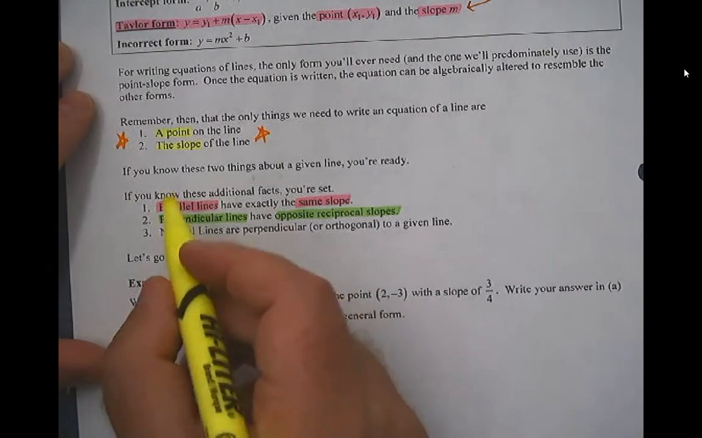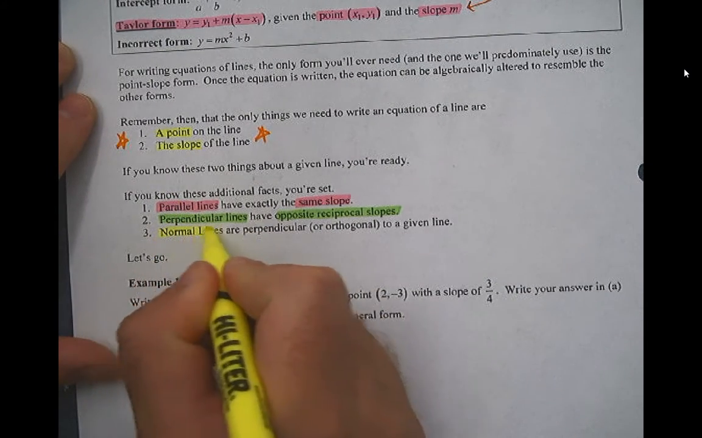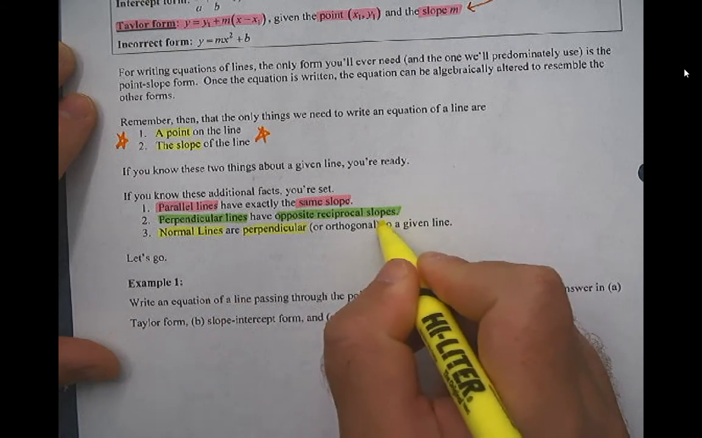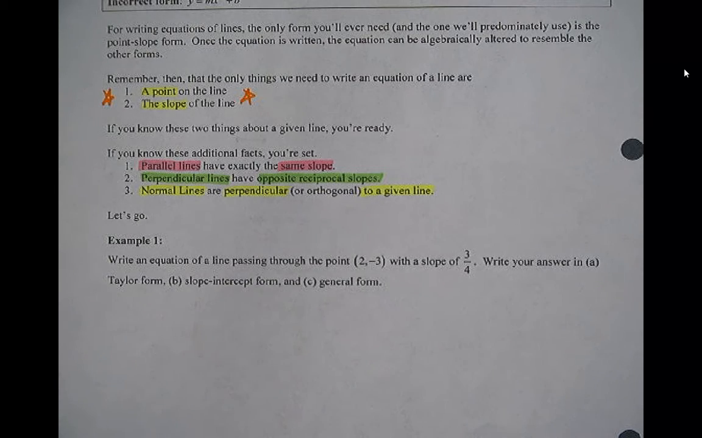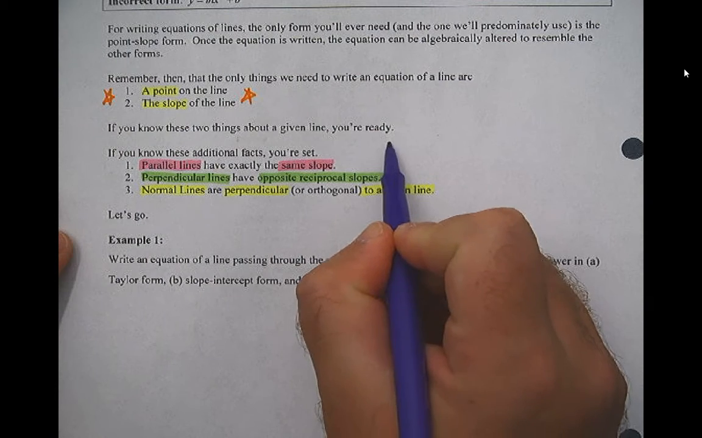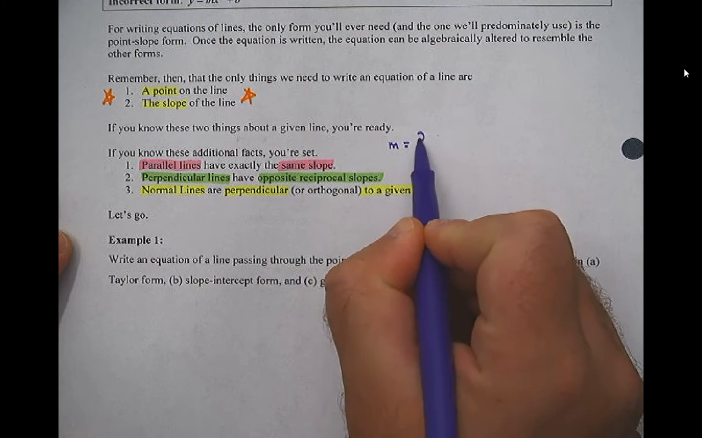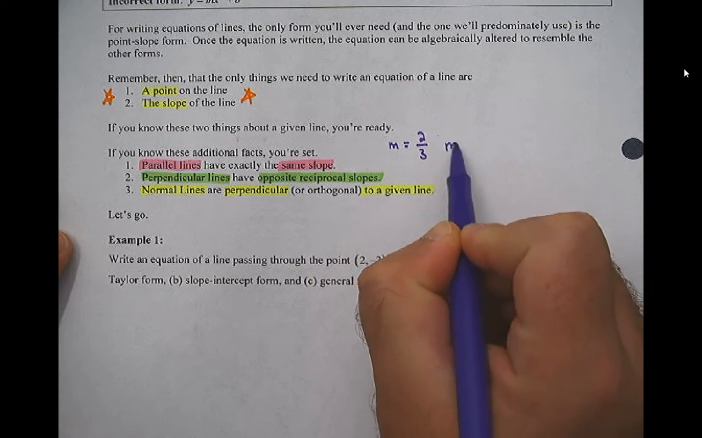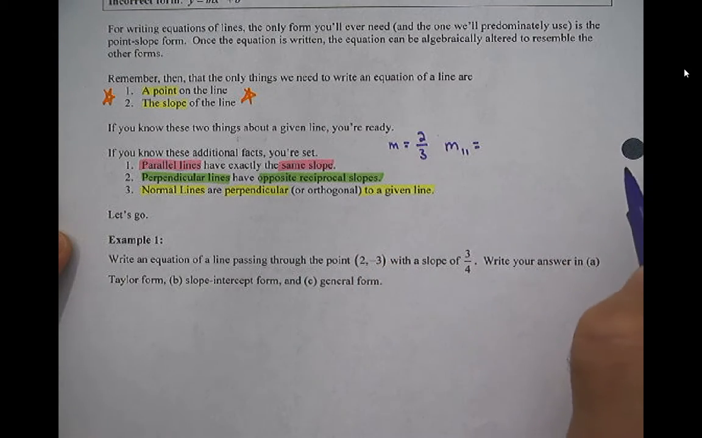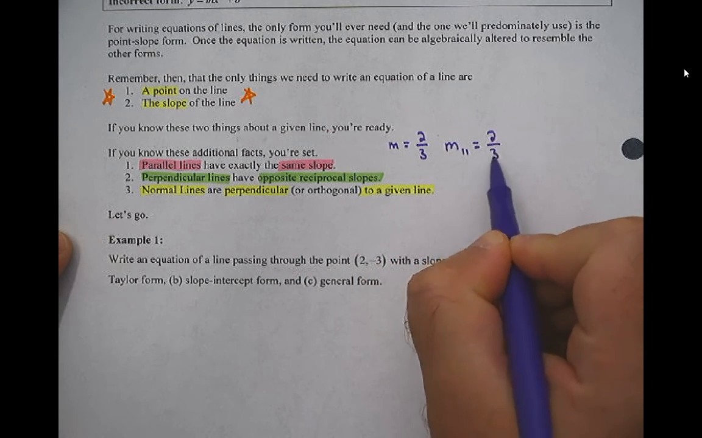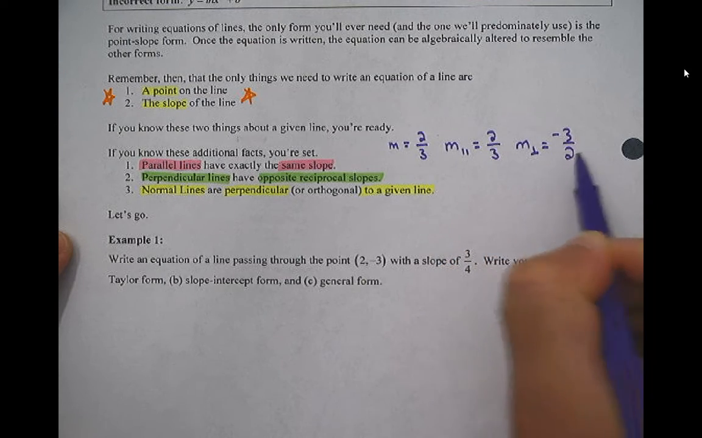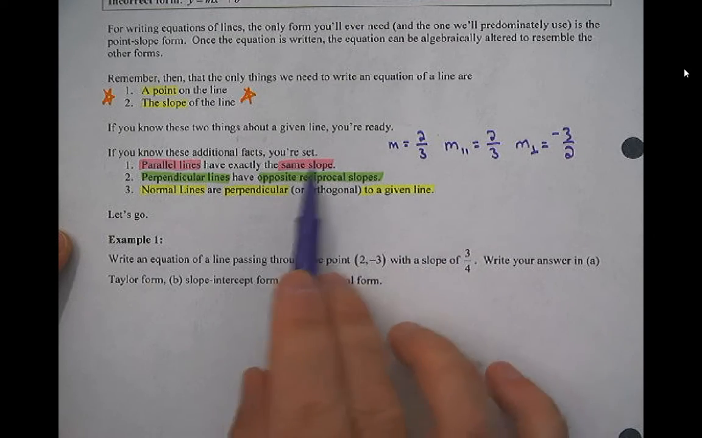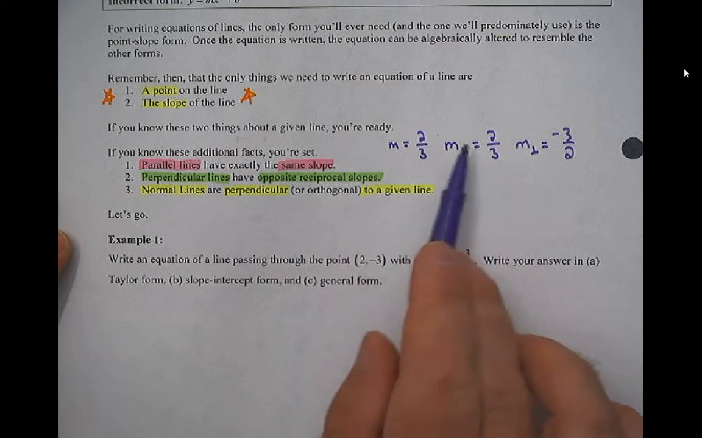Normal lines are perpendicular to a given line, or orthogonal is a phrase that you might see in physics class. So just as a quick reminder, I'm going to give you an example of a slope. Let's say slope is 2/3. The parallel slope, m parallel, would be 2/3. The perpendicular slope would be negative 3 over 2. So notice exact parallel lines have the same slope.